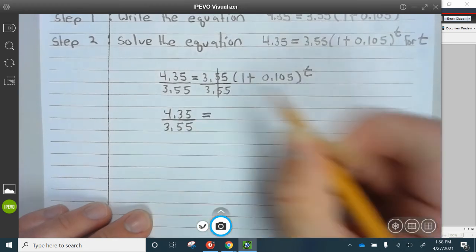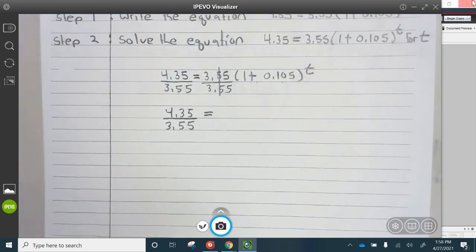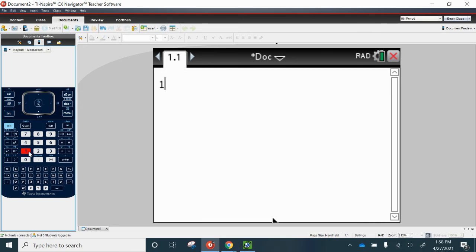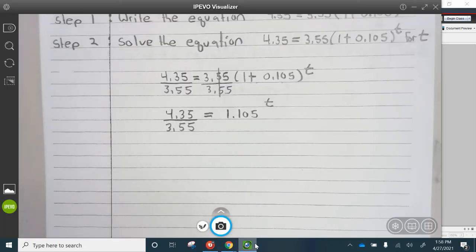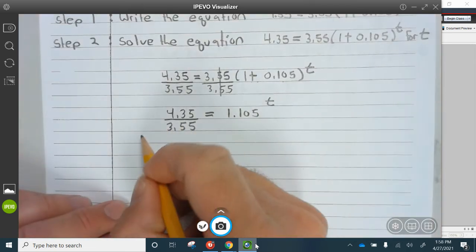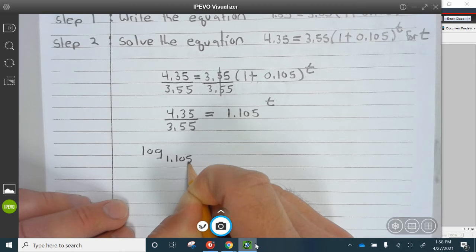equals, let's go ahead and add this. So 1 plus 0.105. So 1 plus 0.105 is 1.105 to the T power, okay? All right, now we need to take the log base 1.105 of both sides. So that's log of 1.105 to both sides.